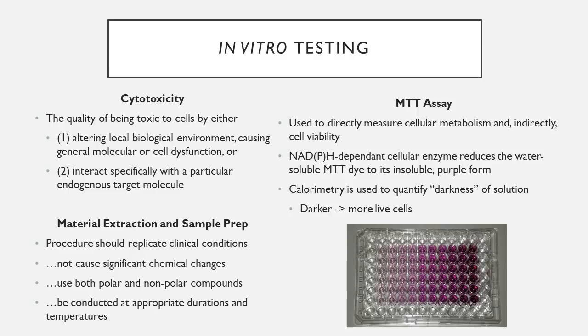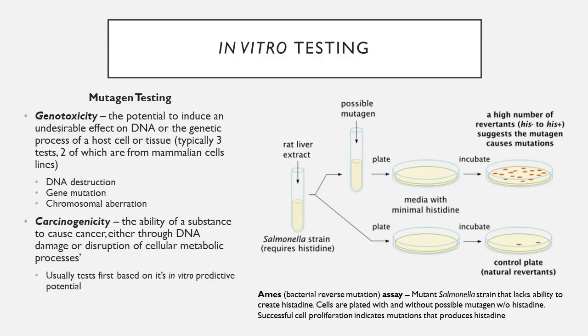Next up, we have testing for genotoxicity and carcinogenicity, which all fall under the umbrella of mutagen testing. Genotoxicity is defined by the potential to induce an undesirable effect on DNA or any of the genetic processes within a host cell or tissue. This could be DNA destruction, gene mutation, or chromosomal aberrations. Carcinogenicity, on the other hand, is the ability of a substance to cause cancer. Cancer itself can be caused through DNA damage, so a carcinogen can also be a genotoxin. It could also disrupt other cellular metabolic processes that don't fall under DNA damage.